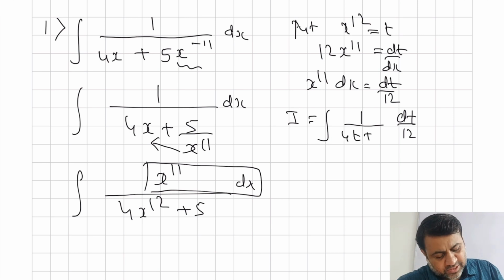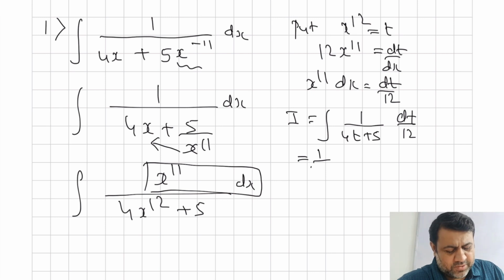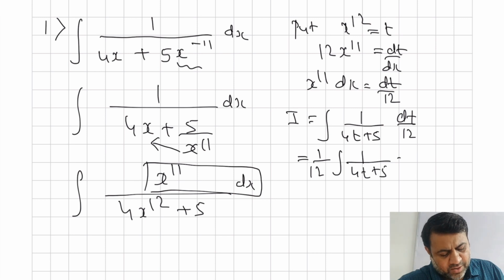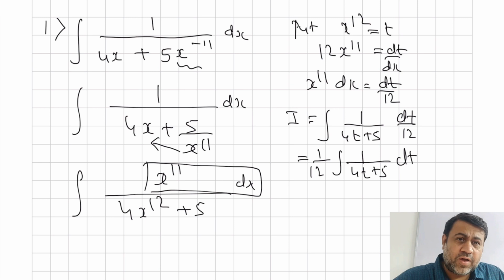So if you observe, the entire numerator can now be simply written as dt by 12, and the denominator will be nothing but 4t plus 5. Now 12 being constant, I just keep 1 by 12 outside the integration sign. So we just have to integrate 1 by (4t plus 5) dt. What is the integration of 1 by x? Log mod x. So here the same thing, 1 by ax plus b format is there.